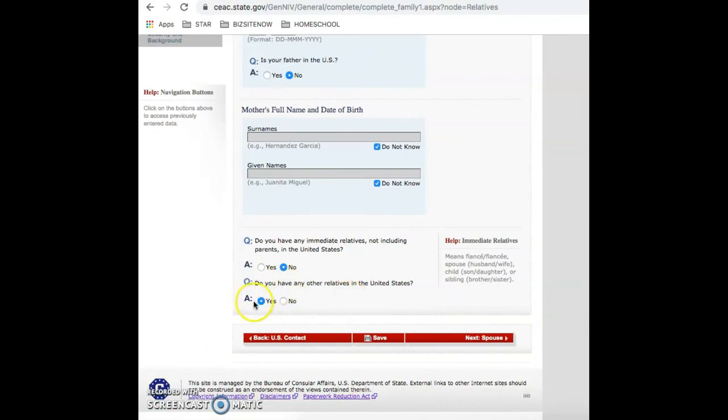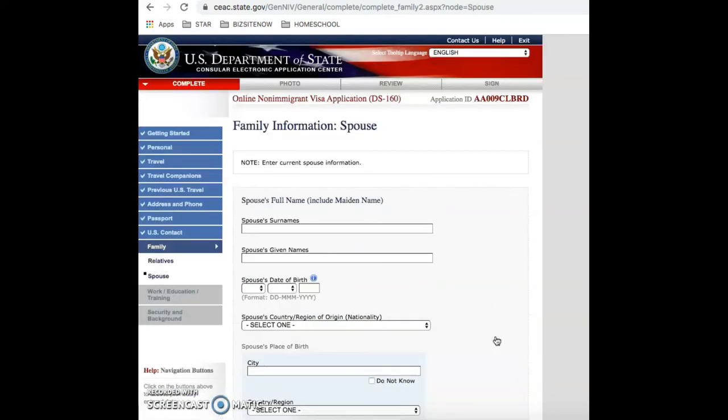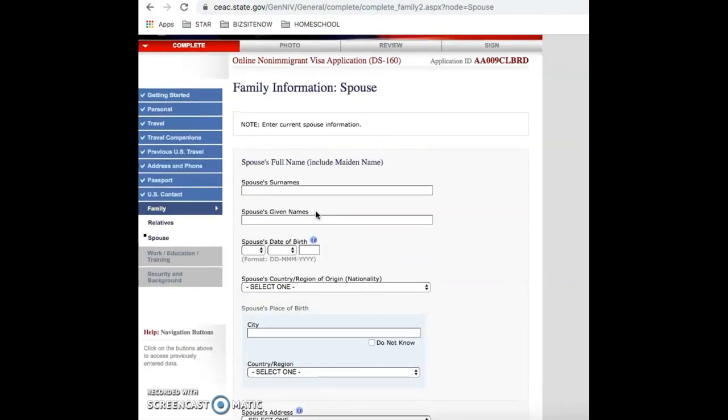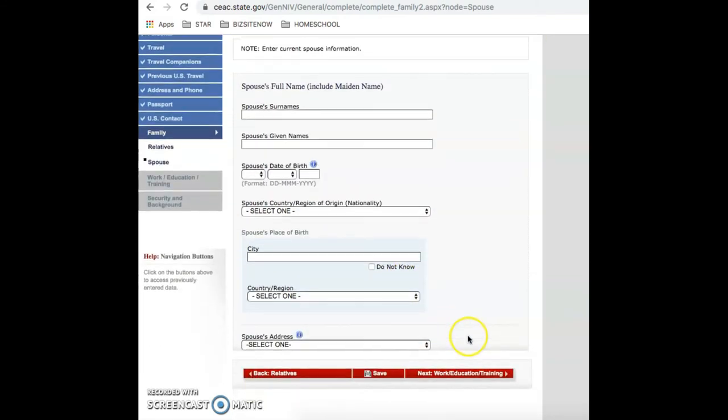And then it will also ask you, do you have any other relatives in the United States? If you have an uncle or a cousin, you just click yes. And then click next spouse. So if you have a spouse, then you can put in the full name and then yung given name, yung date of birth ng spouse, yung spouse country or region of origin, kung Filipino ba siya or kung ibang lahi, and then the spouse's place of birth. Yan. And then you just click next, yung work, education, and training naman.